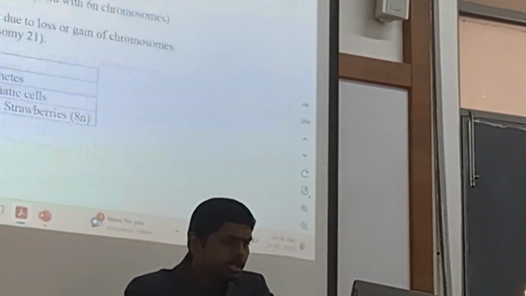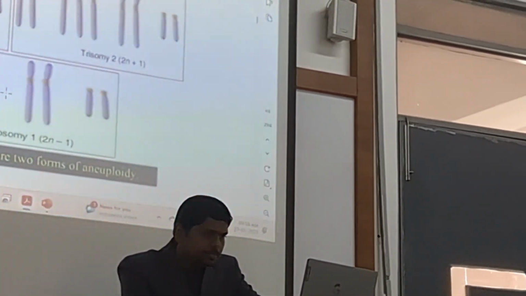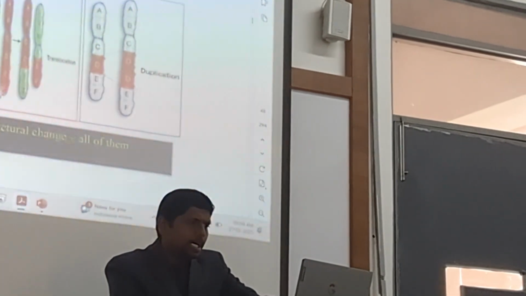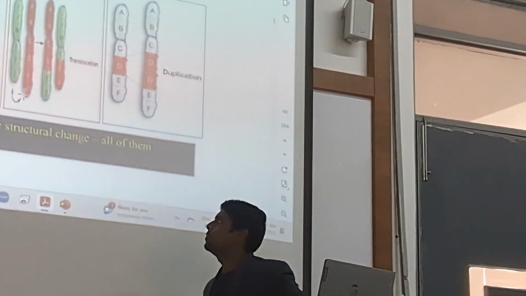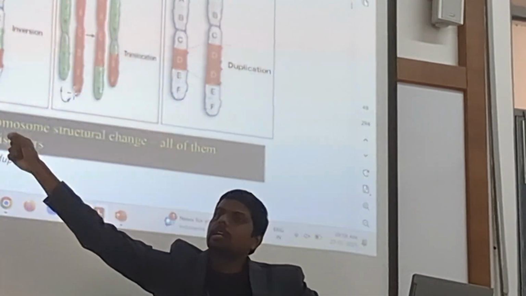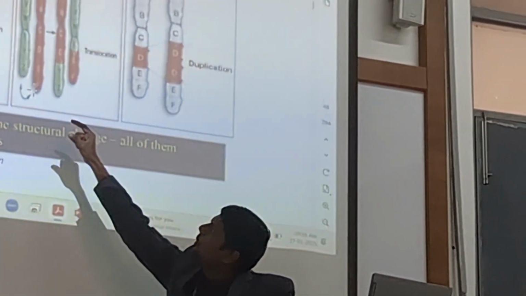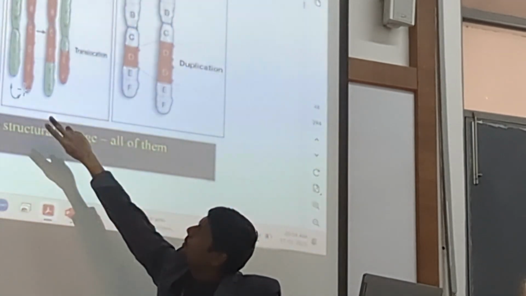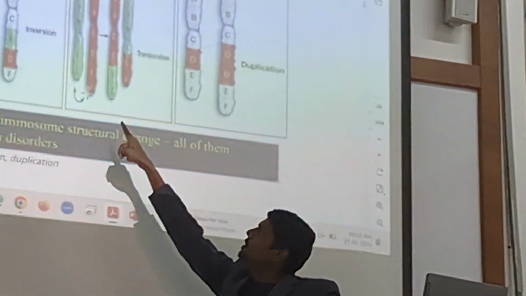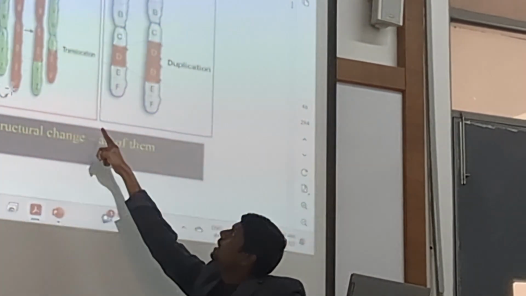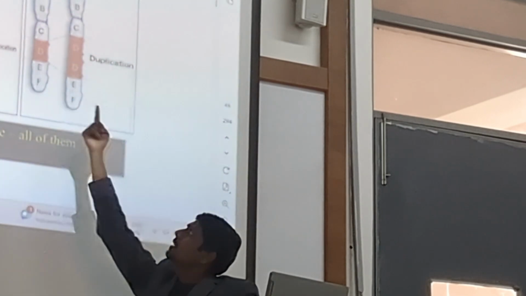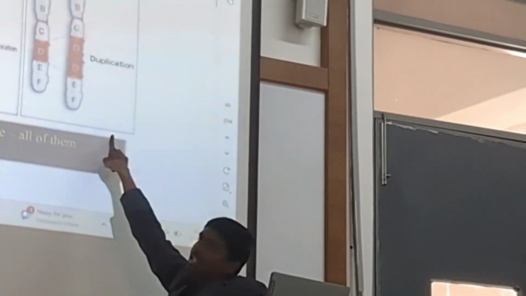Then the chromosomal abnormalities: count abnormality, and deletion, inversion, translocation, duplication. Sometimes a portion of the chromosome might be deleted. Sometimes a portion of the chromosome might be inverted. Inversion leads to some problems. Translocation leads to some problems. The content of this chromosome goes here, and duplication.